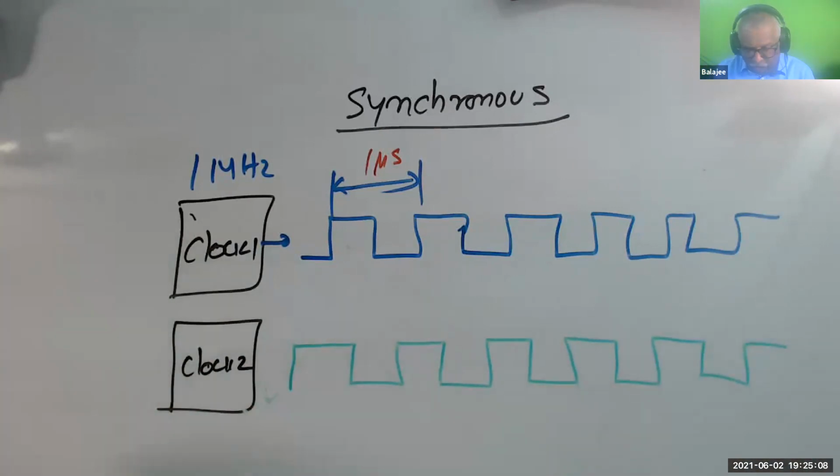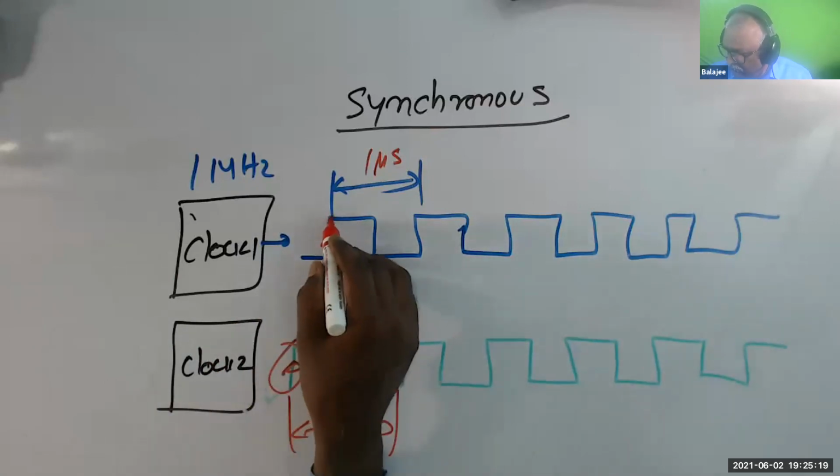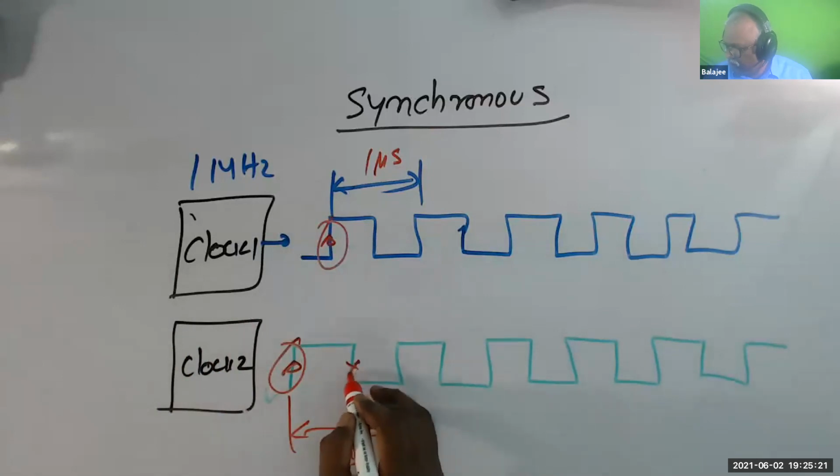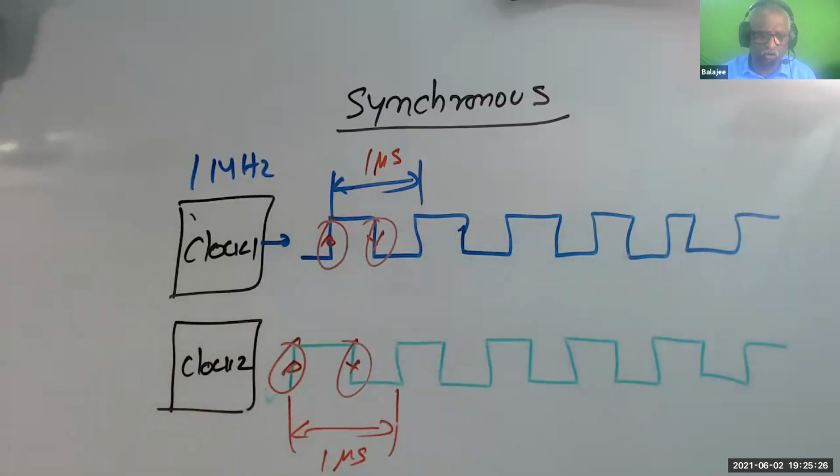This second clock also will do exactly 1 microsecond. But unfortunately, this one is on and off differently. So the timing of on and off is totally different. They will be totally independent. You do not have a control.